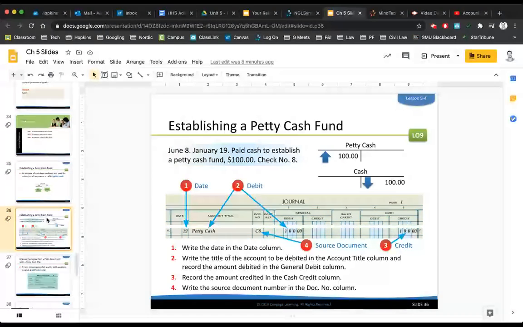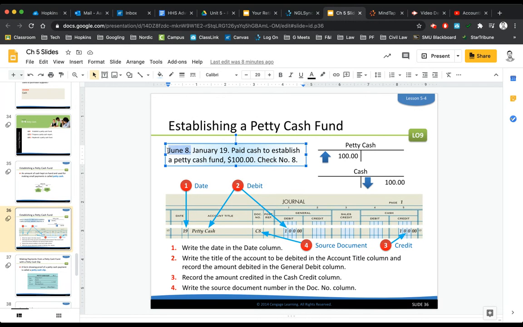So, first, how do we establish a petty cash fund? Essentially, what we're doing here is transferring assets from one asset account to another. So, here on June 8th, we're establishing a petty cash fund. We paid cash to establish a petty cash fund of $100. I think that should just say January 19th. So, we'll work on January 19th and forget about June 8th. There we go. January 19th, paid cash to establish a petty cash fund.